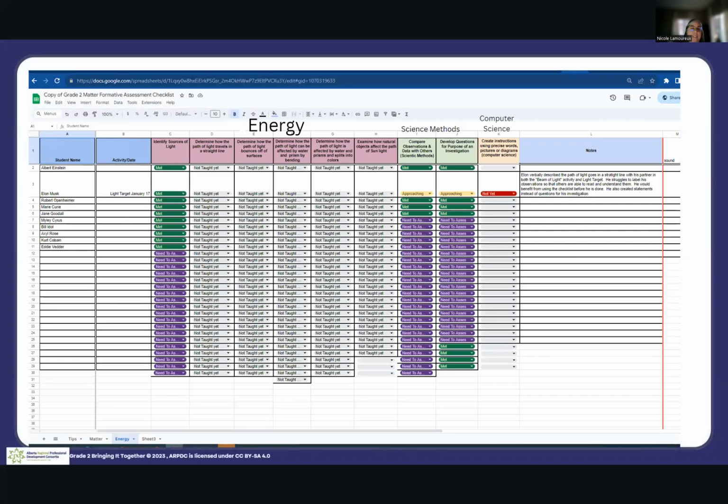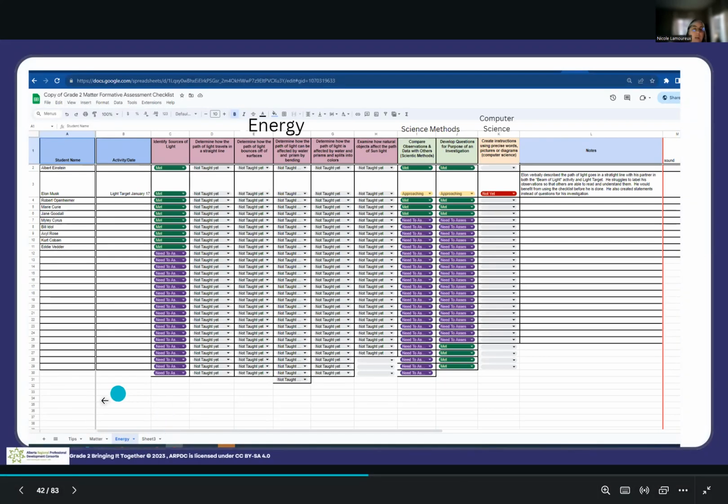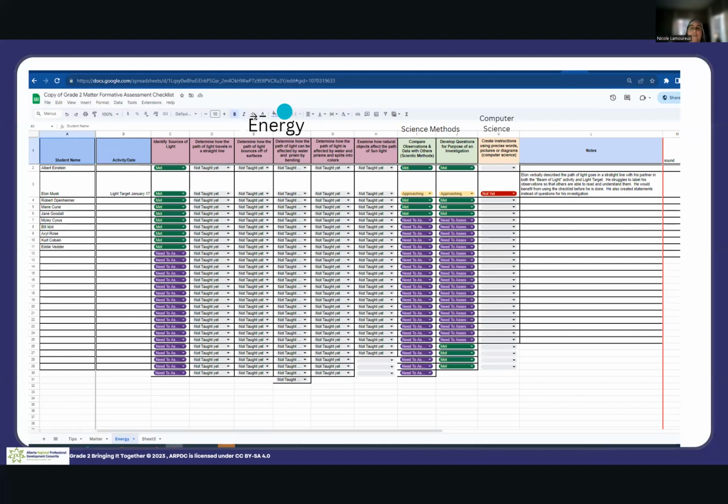Okay, so formative assessment. This is a checklist, or if you used it in the previous session from Matter, you can add in energy as you see at the bottom. What I did here was I put in the skills and procedures from the energy organizing idea, as well as the science methods and computer science, because we should probably be building towards that. And then you can change these to met, not yet, or approaching. And you can just write about this. You don't have to write about every student. It's up to you. But if a student is struggling, you have that piece of evidence in case you're questioned.